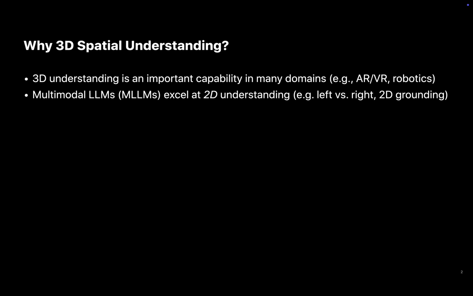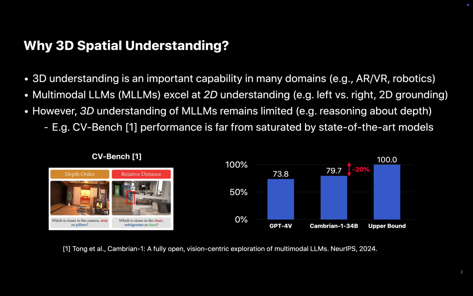However, multimodal LLMs, while they excel at 2D understanding, for example, differentiating left versus right, or doing 2D grounding, so predicting bounding boxes in 2D space, they still lack in terms of 3D understanding. For example, reasoning about depth or distances between objects in 3D space.